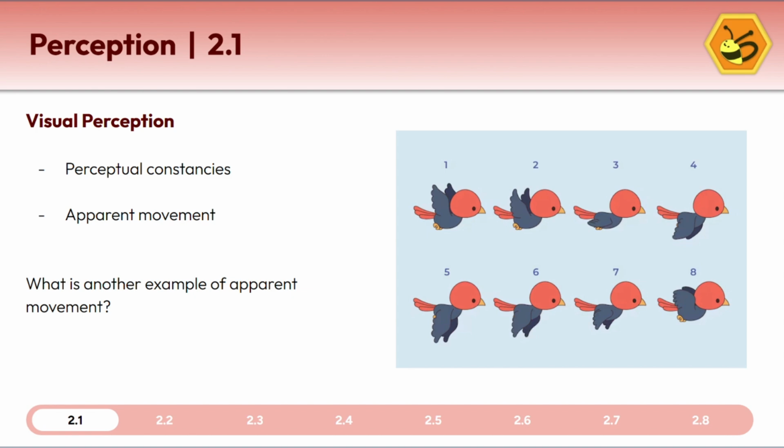Fan spinning really fast. Optical illusions, yeah, I think optical illusions test all kinds of your perception, but I think there would definitely be some that would test apparent movement. Okay, all good examples.